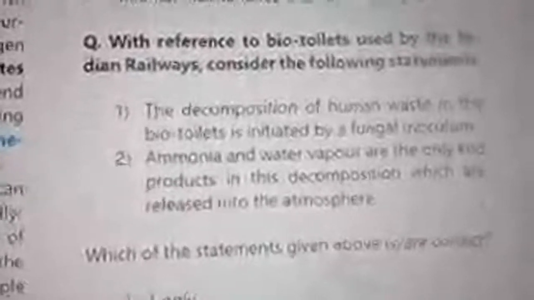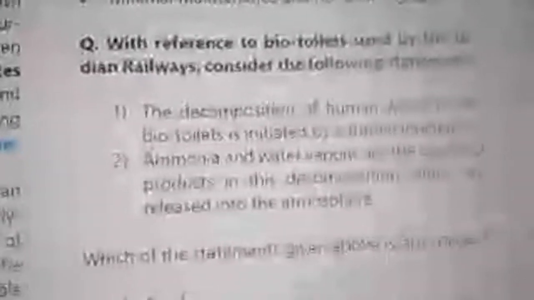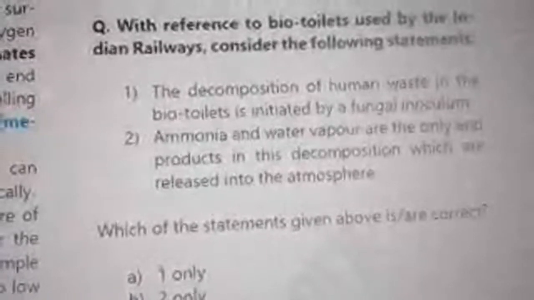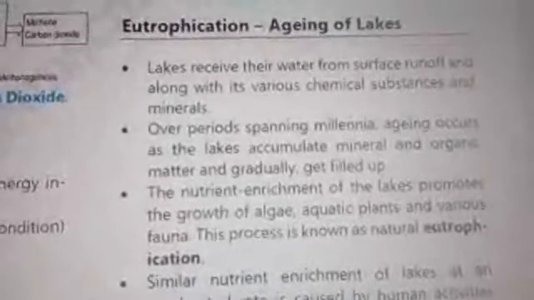Q. With reference to biotoilets used by the Indian Railways, consider the following statements. 1. The decomposition of human waste in the biotoilets is initiated by a fungal inoculum. 2. Ammonia and water vapor are the only end products in this decomposition which are released into the atmosphere. Which of the statements given above are correct? A. 1 only. B. 2 only. C. Both 1 and 2. D. Neither 1 nor 2. Decomposition of human waste in biotoilets is carried out by anaerobic bacteria. The final waste is CO2 and CH4. Answer: D. Neither 1 nor 2.